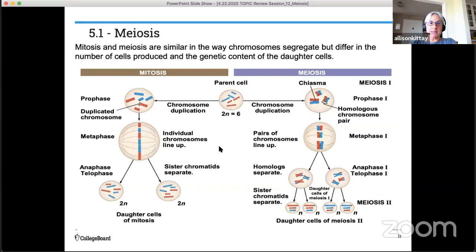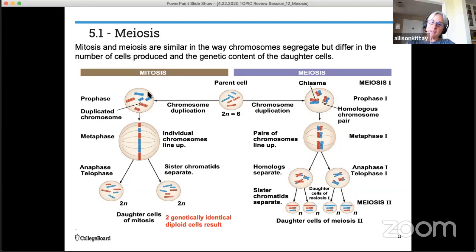So here's a side-by-side comparison. If you look at mitosis, and we're looking at a cell that is diploid with a diploid number of chromosomes of 6, recall from yesterday that in prophase, the chromosomes will condense into their familiar chromosome form. These are the duplicated chromosomes. Remember, they duplicated in the S phase. And then those chromosomes line up in metaphase, and then they are separated in anaphase. So you have identical diploid daughter cells at the end of mitosis.